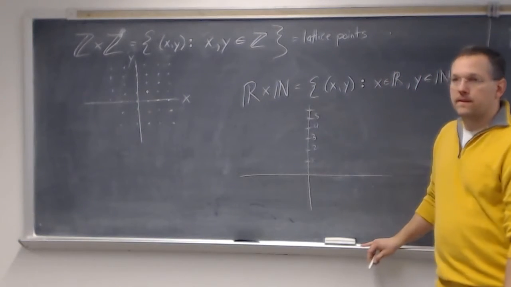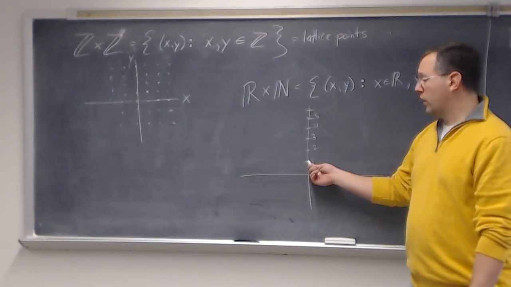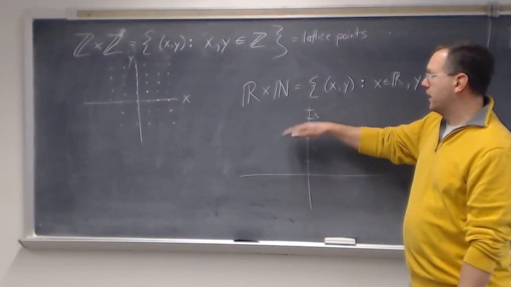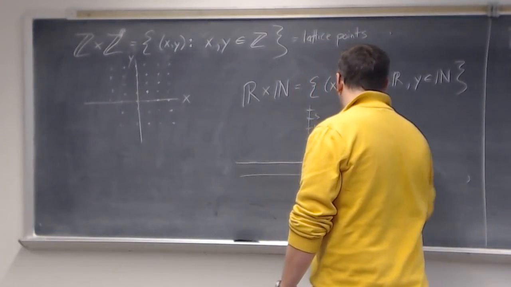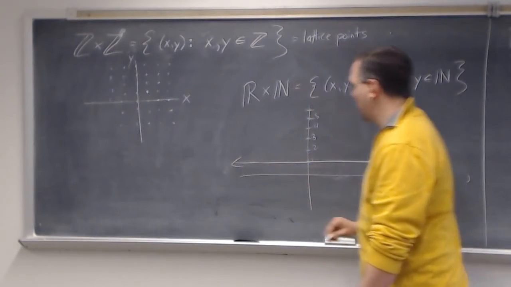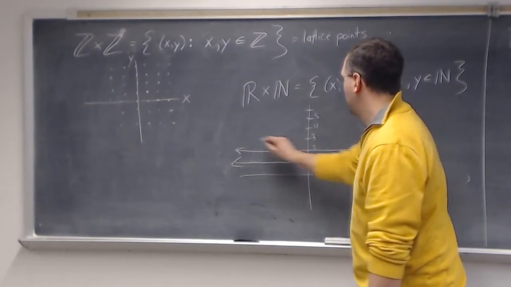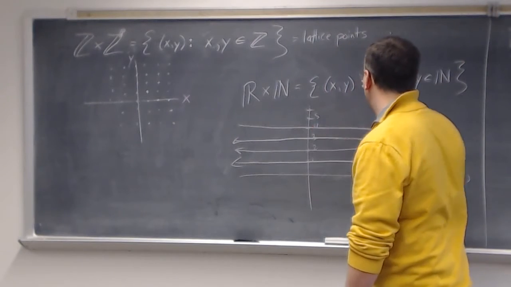A bunch of horizontal lines. Exactly. It's going to be a bunch of horizontal lines, because the x coordinate can be any real number. So it's basically copies of the real line. You'll get a horizontal line at height 1, a horizontal line at height 2, height 3, height 4, and so on.